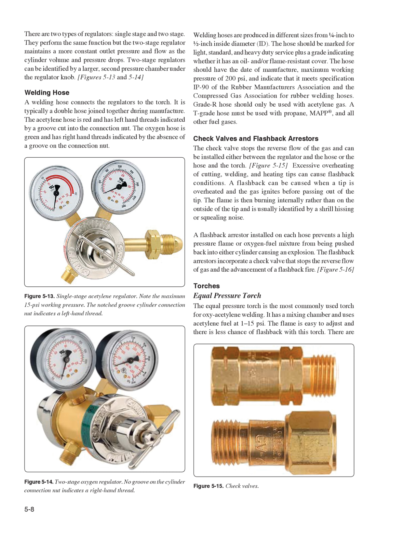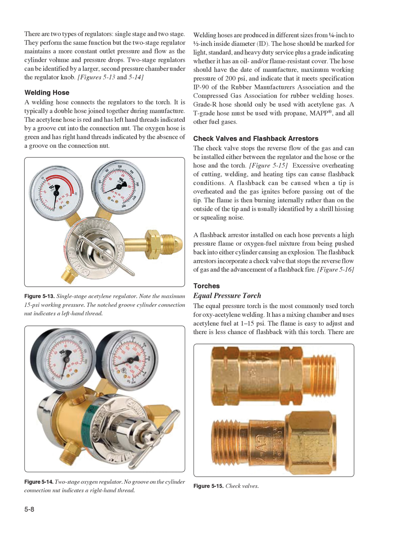Check valves and flashback arresters. The check valve stops the reverse flow of the gas and can be installed either between the regulator and the hose or the hose and the torch. Figure 5.15, excessive overheating of cutting, welding, and heating tips can cause flashback conditions. A flashback can be caused when a tip is overheated and the gas ignites before passing out of the tip. The flame is then burning internally rather than on the outside of the tip and is usually identified by a shrill hissing or squealing noise.